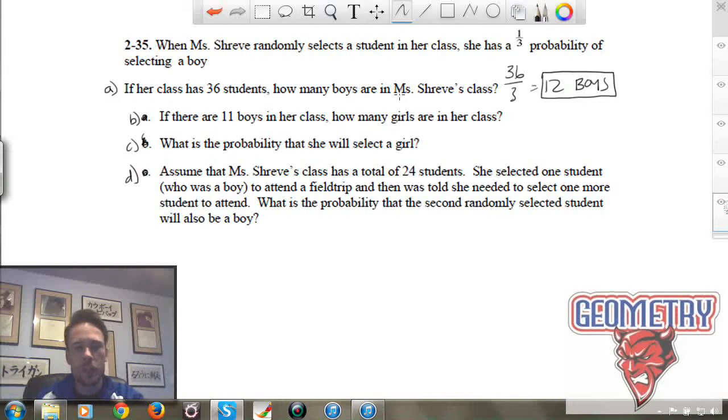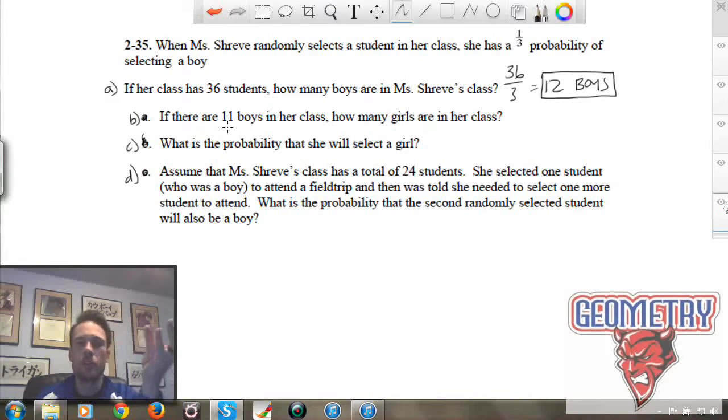Now we're going to assume that each of these situations are independent of each other, because the next part says, well, if there are 11 boys in her class, so we're going to assume that this is completely different, maybe a different period of the day. But we're going to say that in part B, it's a different class than the one that had 36 students. So if there are 11 boys in her class, how many girls are in her class?